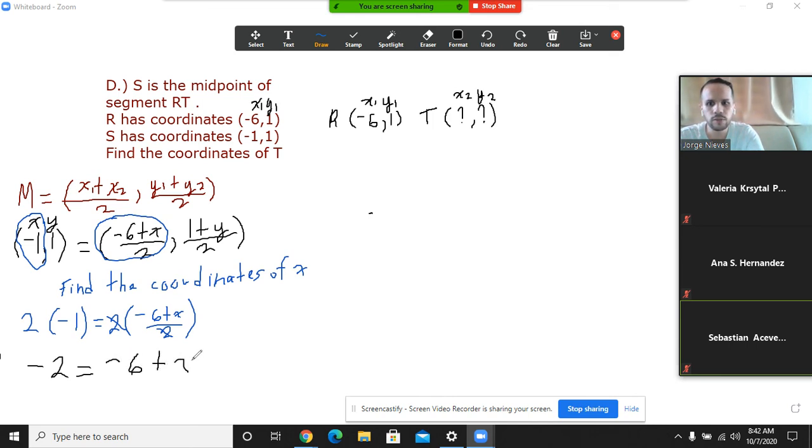So what I'm going to do now, I'm going to solve for x, students. So I'm going to move this to the other side, or it's the same as adding 6. So it's going to be -2 plus 6, and that is equal to x. So in other words, my x value is 4. Okay? Because -2 plus 6 is +4. So I got the first coordinate. ¿Hasta ahí estamos bien o alguien se perdió?